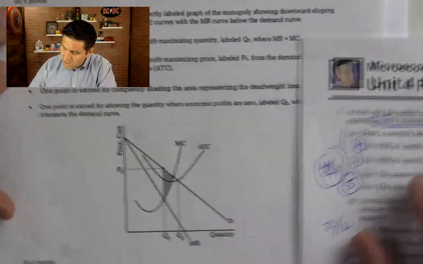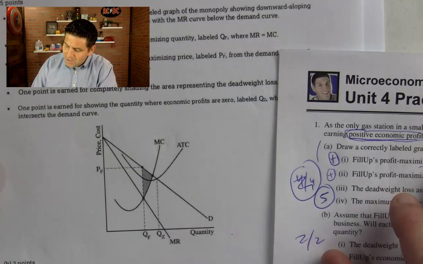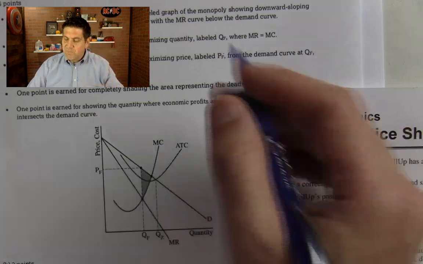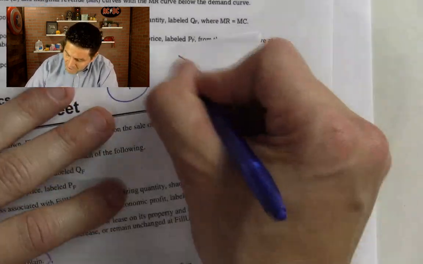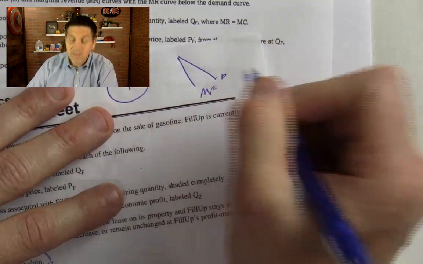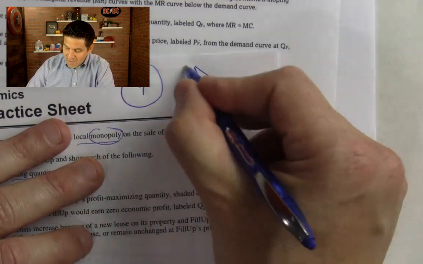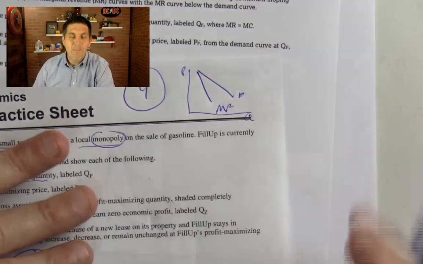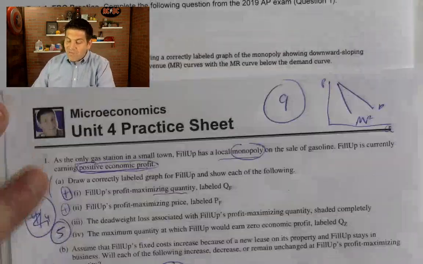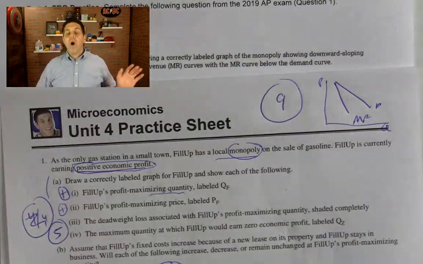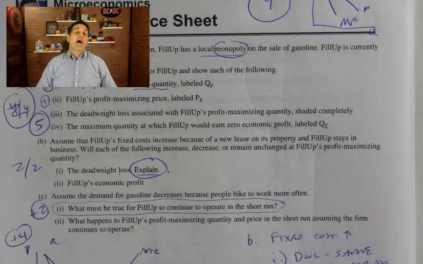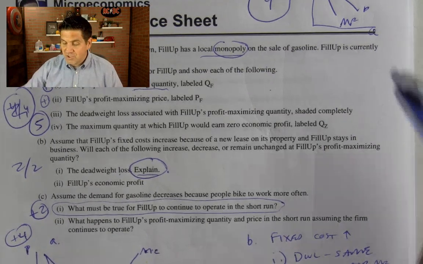1 point for drawing a correctly labeled monopoly, showing a downward-sloping demand. Oh yeah, you get 1 more point for just being able to draw demand and marginal revenue. If you could do that, with price and quantity, you would have got 1 point just for that too. Anyways, just understand the idea. What I want you to do right now is go out of 9 points. Let me know how many points you got out of 9. That's going to help me make better decisions to help you guys out.